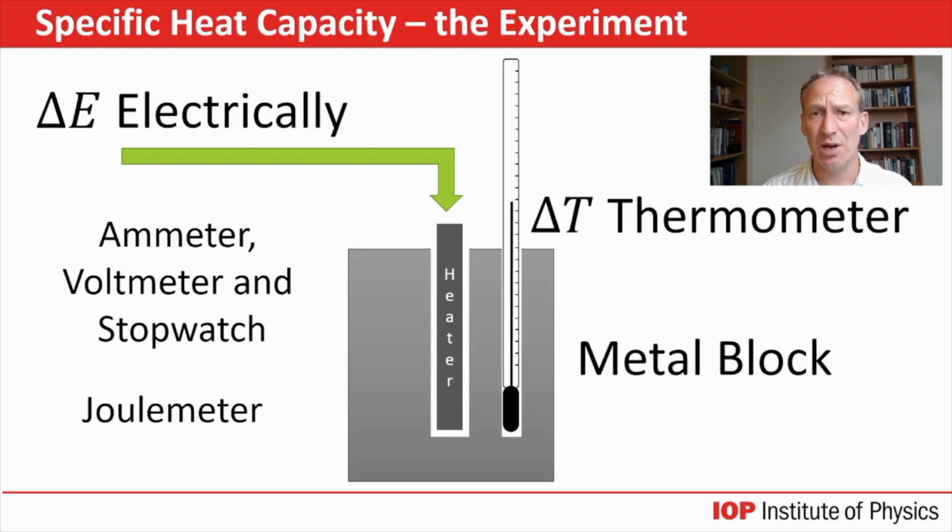And to do that, we would use the fairly standard cylindrical block of aluminium or brass or steel with holes drilled in, one to have an electrical heater fitted, and that will be able to measure the amount of energy transferred to the solid. That'll be done either with an ammeter, a voltmeter and a stopwatch, or with a joule meter. And to measure the change in temperature, we would use a thermometer, and that fits into the other hole. Let's have a look and see how that experiment works.